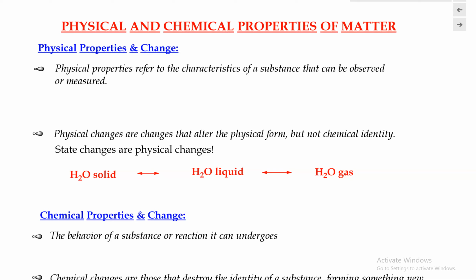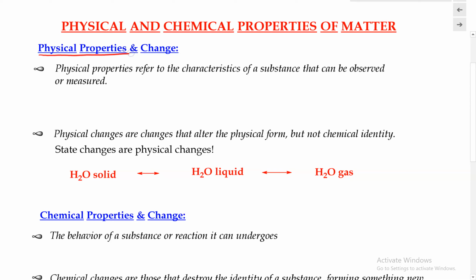Hi, in this lecture video, I'll be discussing some of the very common terminologies that we use in chemistry, so make sure you are familiar with this terminology and understand what they mean. So first one, physical property.